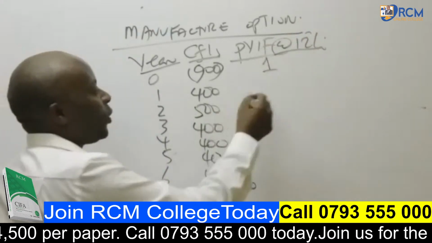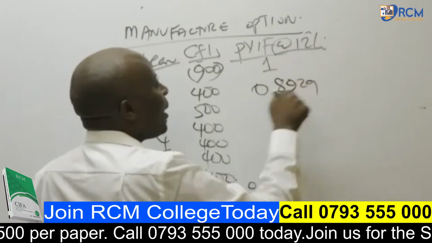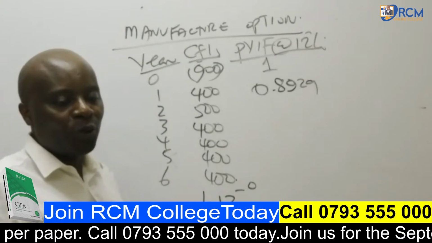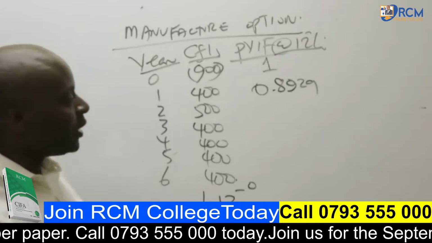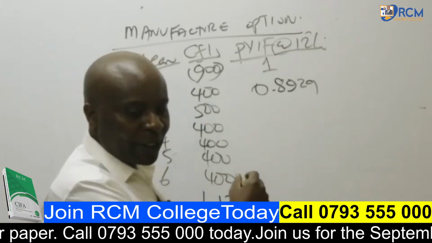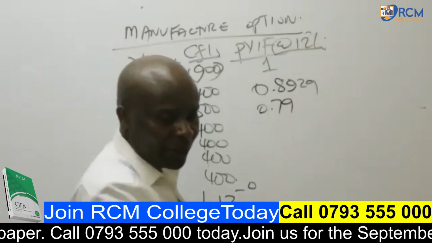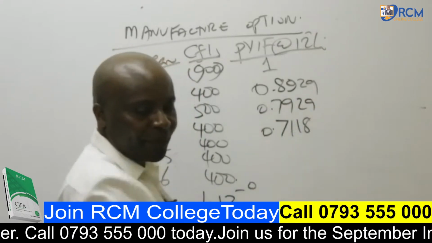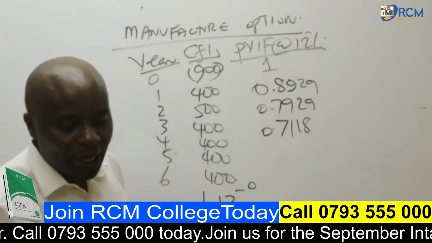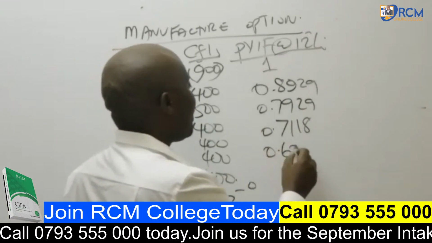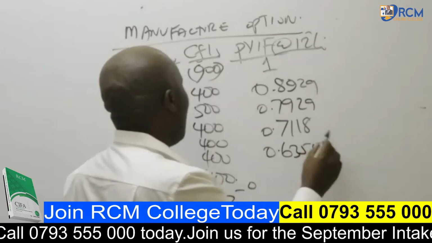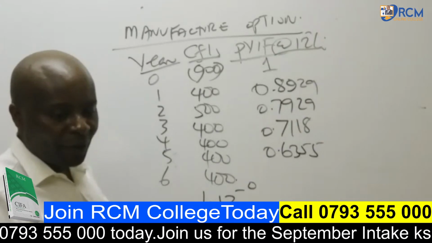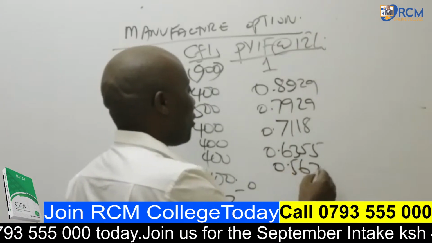Maybe he is telling me 0.8929. 0.8929. How about end of year two? 0.7929. 0.7929. 29, I think. 0.7118. Then 0.6355. 0.6355. We are doing very well. 0.5674. 0.5674. I don't know if we have written all of them.